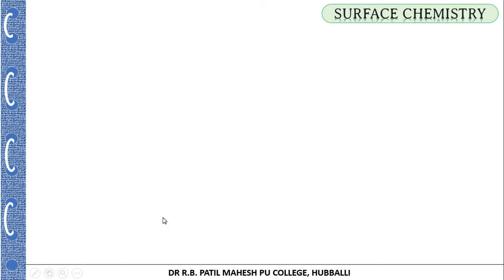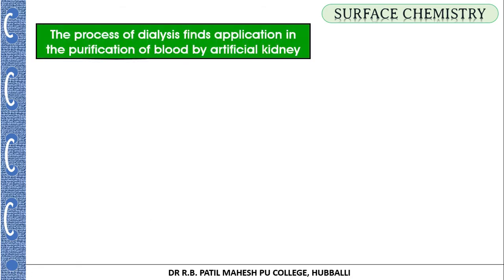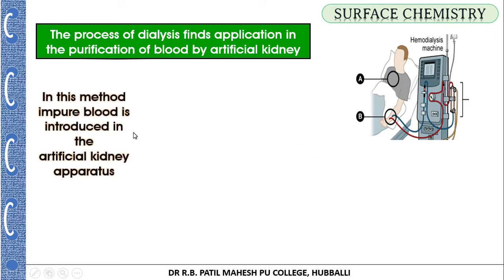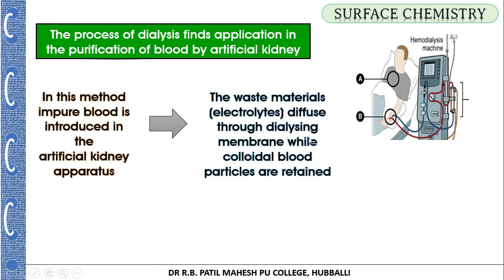And this process of dialysis, students, finds application in the purification of blood by artificial kidney. So this is an instrument that is used for the purification of blood, and that acts as an artificial kidney. In this method, impure blood is introduced in the artificial kidney instrument. The waste materials, nothing but electrolytes, diffuse through the dialyzing membrane, while colloidal blood particles are retained. Hence, blood is purified.